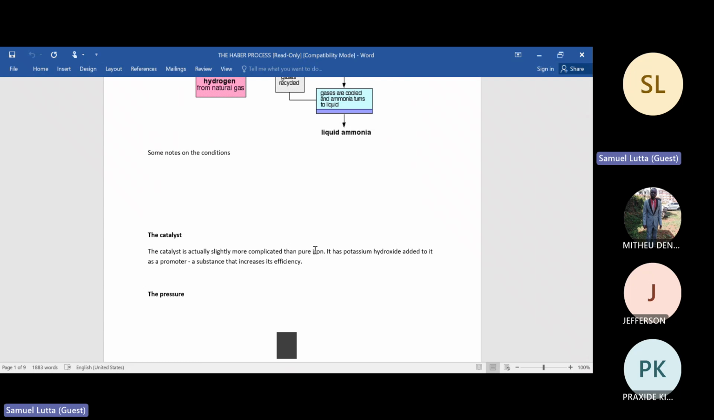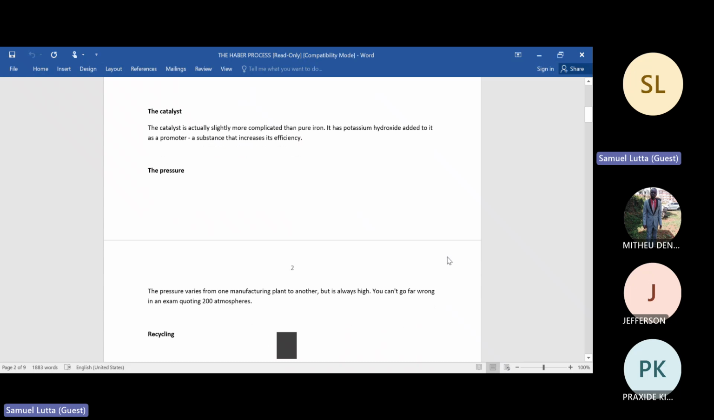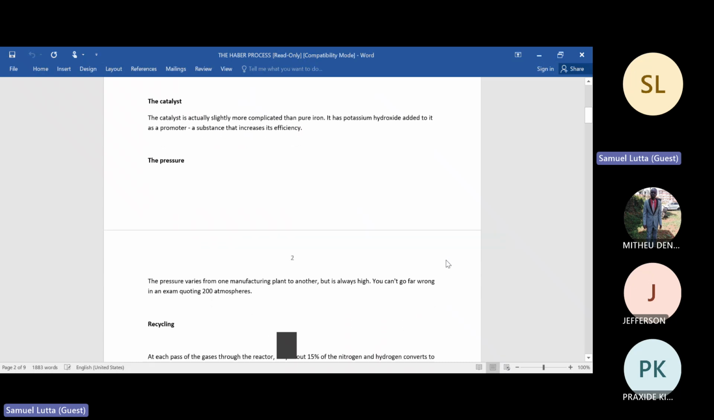The catalyst is just used to speed up the reaction, and the catalyst is iron. Normally we add sodium hydroxide as a promoter to make it more effective. And then pressure. We said the reaction requires high pressure.